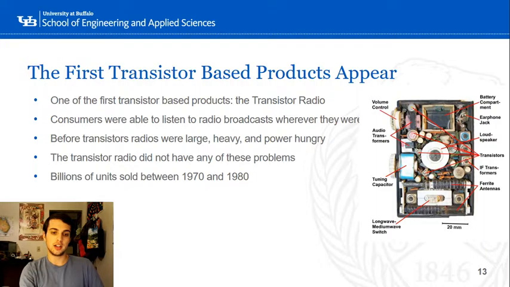The transistor radio did not have many of the problems that the older vacuum tube radios had, so therefore it was a hit. The transistor radio actually became the most popular electronic device in history, selling billions of units in just 10 years.